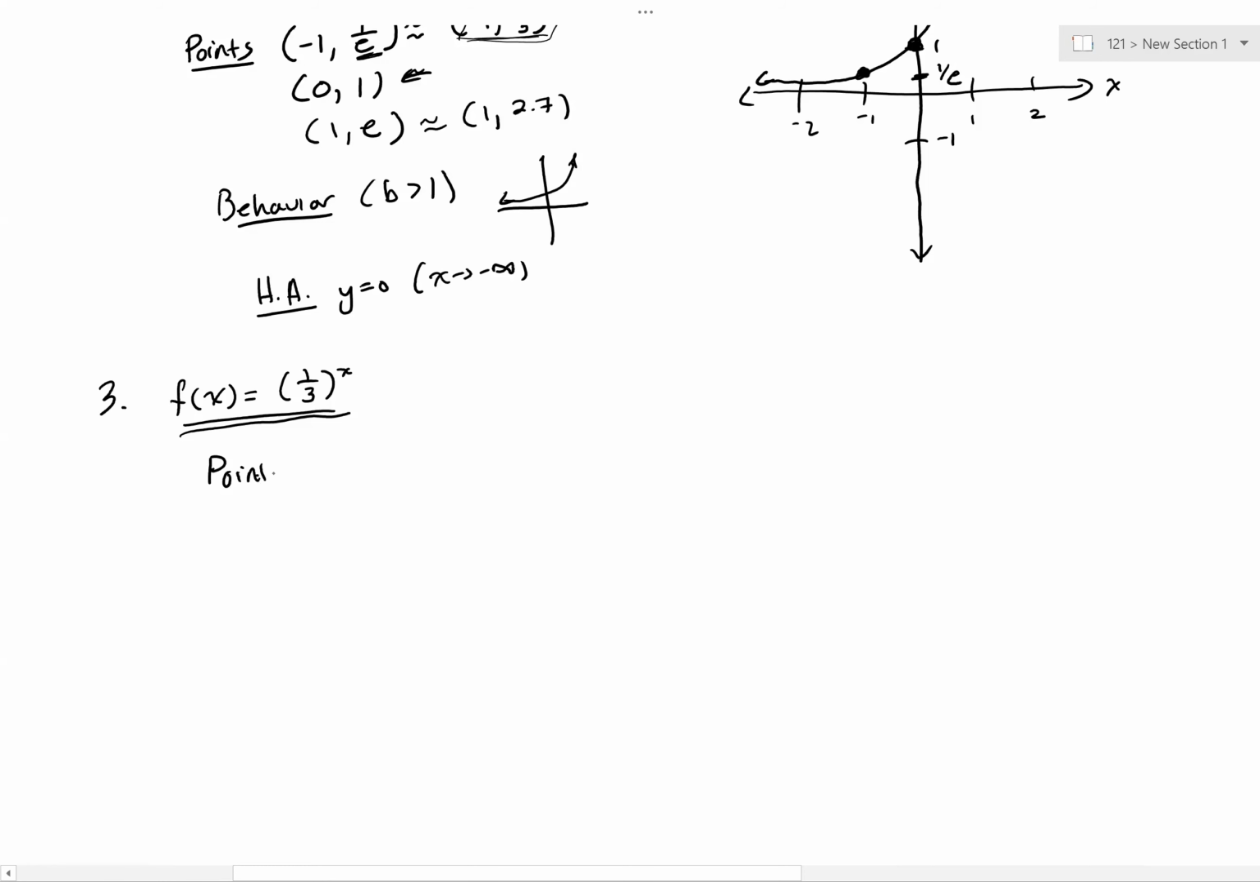So the points will be -1, 1 over the base. 1 over the base means take the reciprocal of the base. The reciprocal of 1/3 is 3. When we plug 0 in, we'll get 1. When we plug 1 in, we get whatever the base is, which is 1/3.